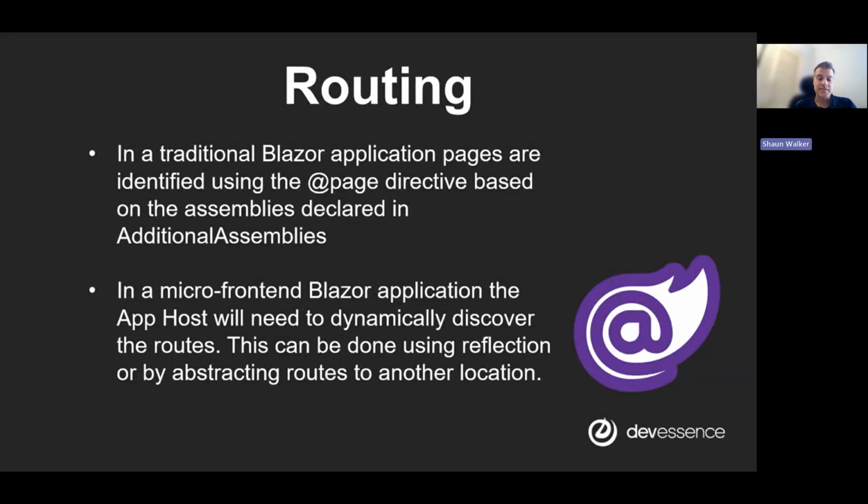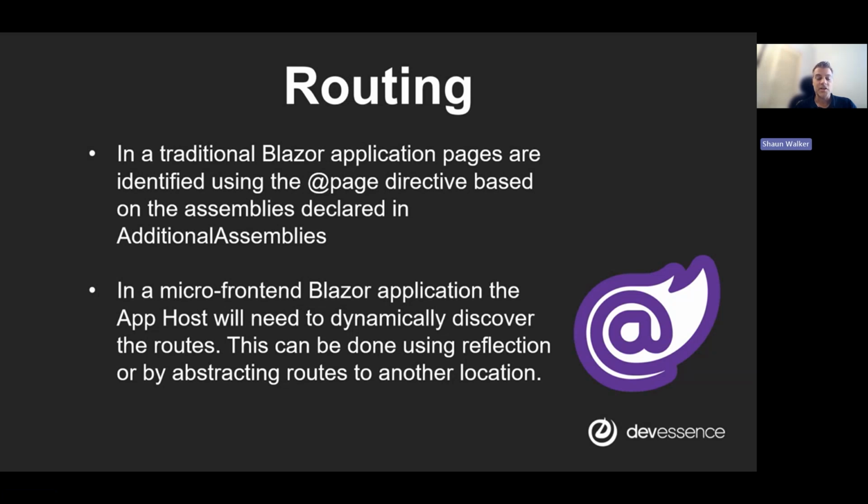Routing is another concept. The app host is responsible for routing. In a traditional Blazor application, you use the @page directive, and that identifies those components that are designated to be pages as part of your application. If you're building a monolithic Blazor application, you don't need to worry about the concept of additional assemblies. But if you've broken down your application into multiple assemblies that might have front-end components to them, then you are more familiar with this notion that you can declare your assemblies through the AdditionalAssemblies property.